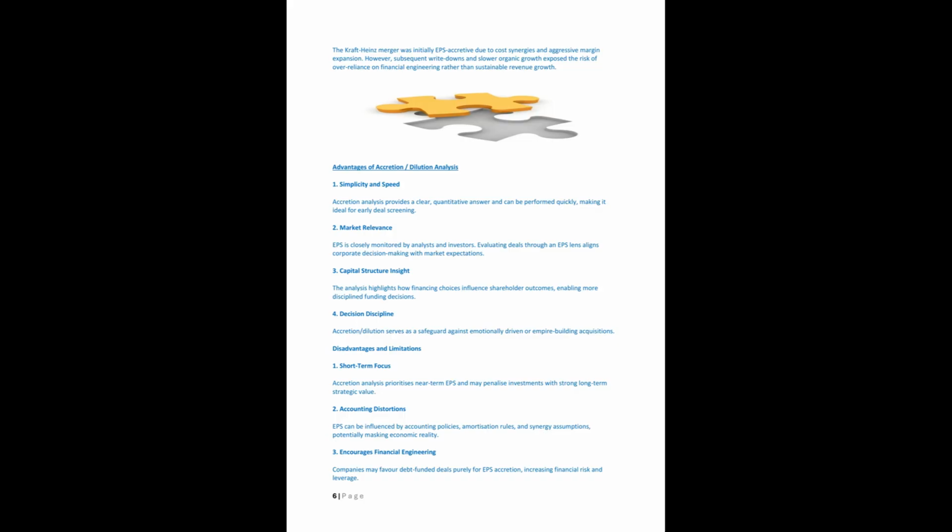On the downside, it focuses mostly on short-term EPS, which can overlook investments that carry long-term strategic value. EPS figures can be distorted by accounting policies, amortization rules, or synergy assumptions, sometimes hiding the economic reality. Finally, there is a tendency for companies to prefer debt-funded deals to boost EPS in the short term, which can increase financial risk and leverage.